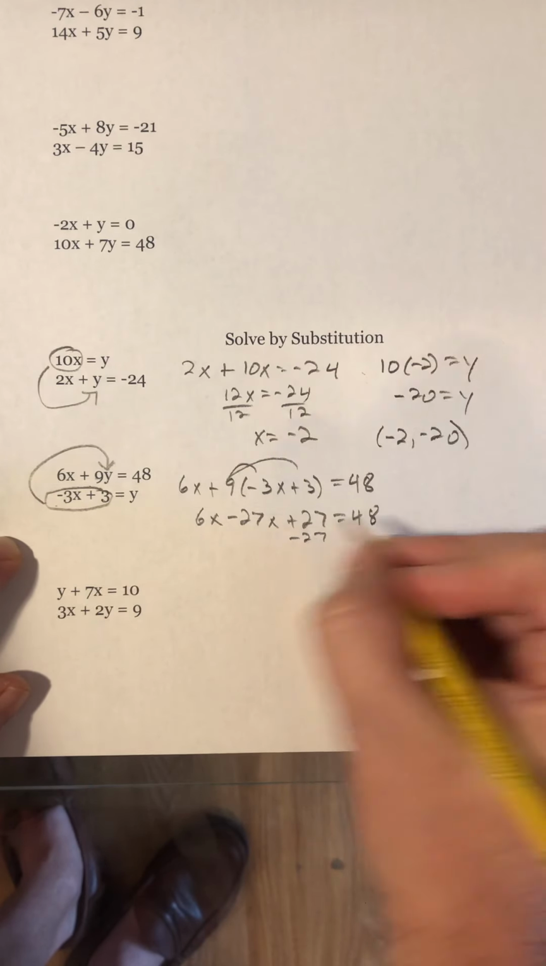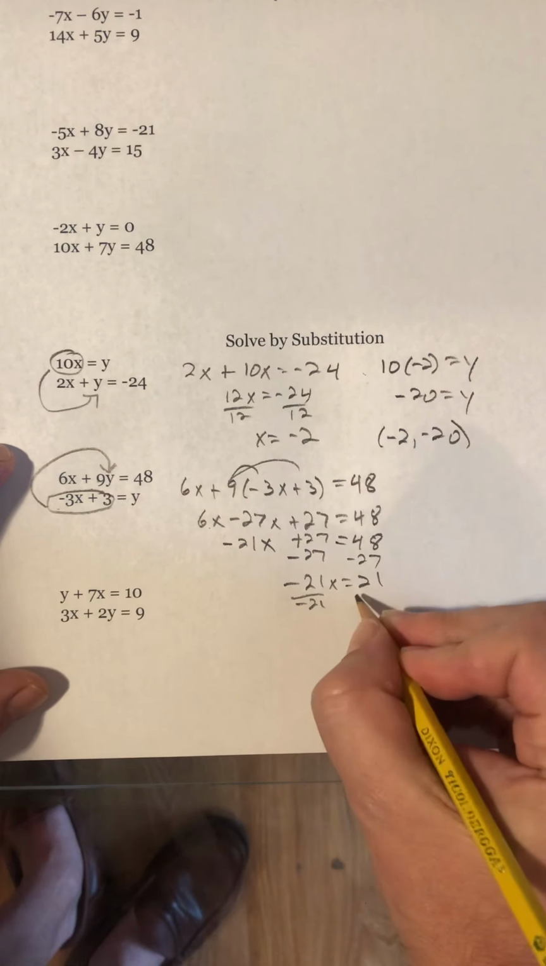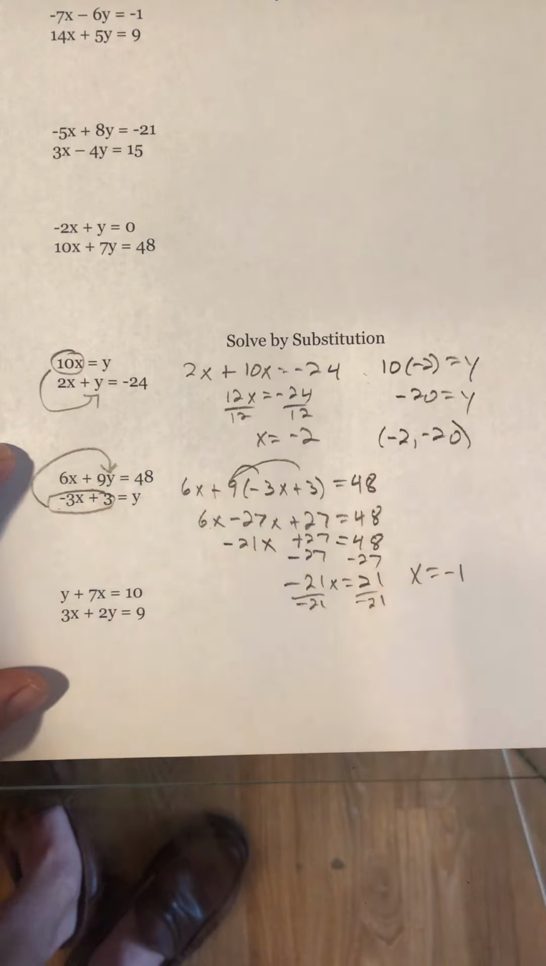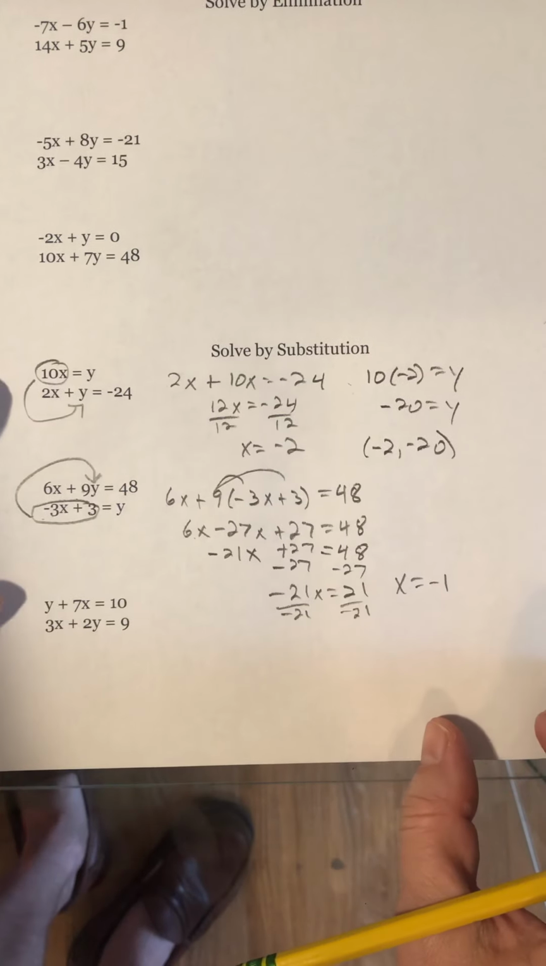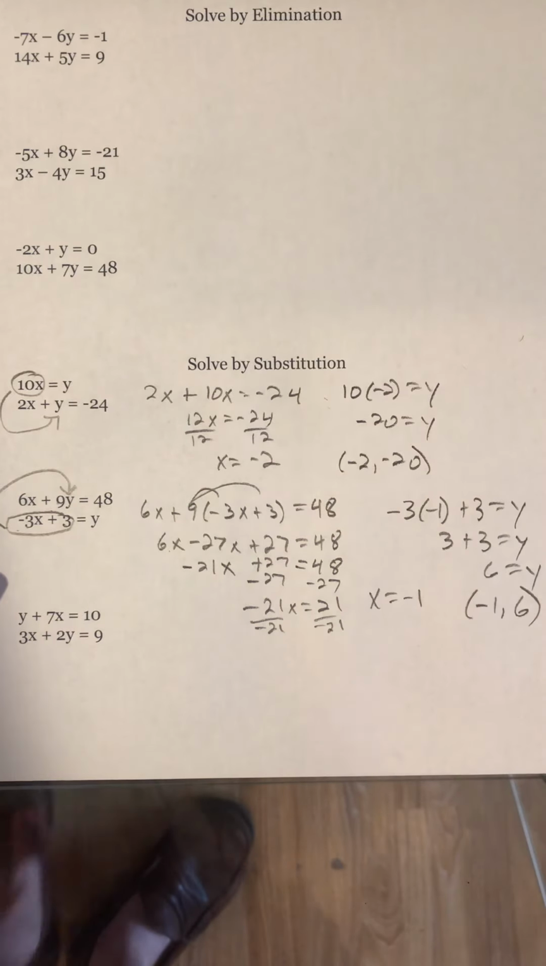and then you're going to subtract 27 from, well, I should have combined my like terms first. 6x minus 27x, that's minus 21x, okay? And then I'll just go ahead and rewrite plus 27 equals 48. And then if I subtract 27 from both sides, I get negative 21x equals 21. So if I divide, x equals negative 1. And again, now that you know what x is, you can plug back in and solve for y. So since x is negative 1, I can say negative 3 times negative 1 plus 3 equals y. So 3 plus 3 is y, so y has got to be 6. So my solution there is negative 1 comma 6.